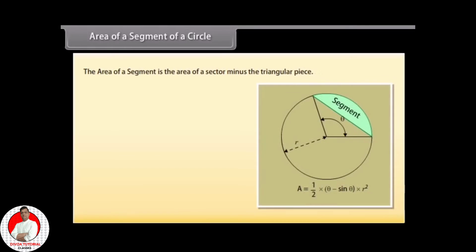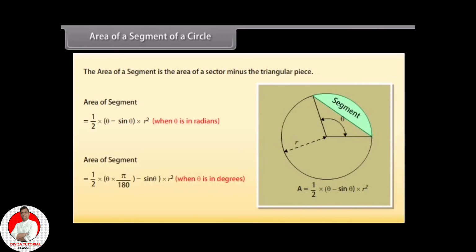Area of a segment of a circle. The area of a segment is the area of a sector minus the triangular piece. Area of segment is equal to 1 upon 2 into theta minus sine theta into r squared when theta is in radians. Area of segment is equal to 1 upon 2 into theta into pi upon 180 minus sine theta into r squared when theta is in degrees.